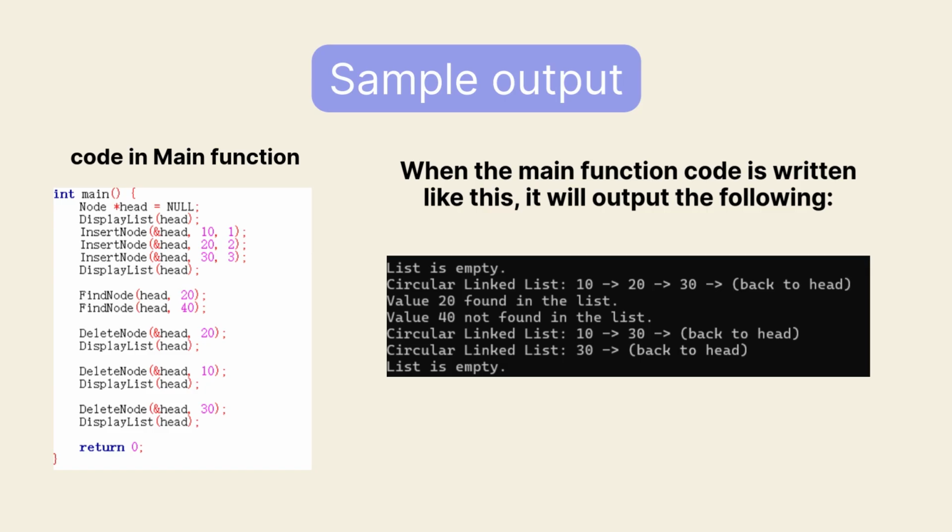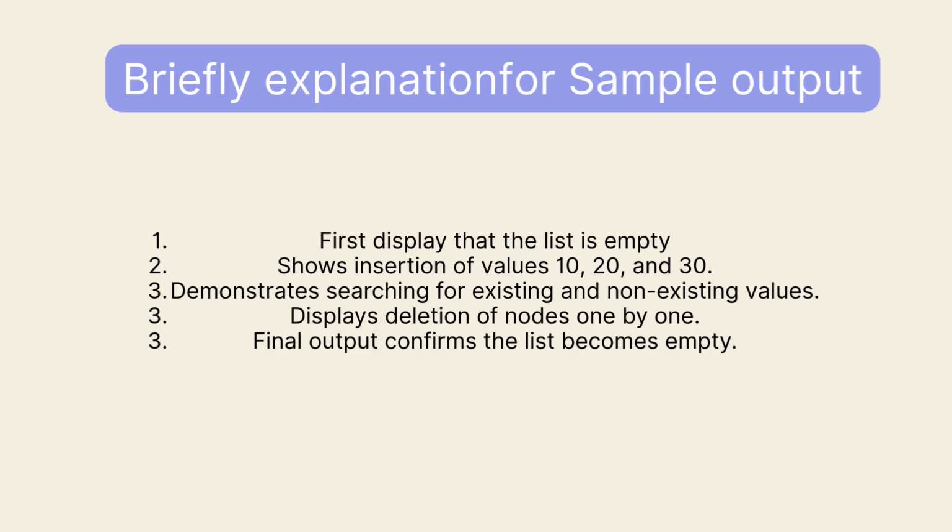And this is the sample output. This is for the code in main function. And when the main function code is written like this, it will output the following. First, it will display that the list is empty, and then shows insertion of values 10, 20, and 30.